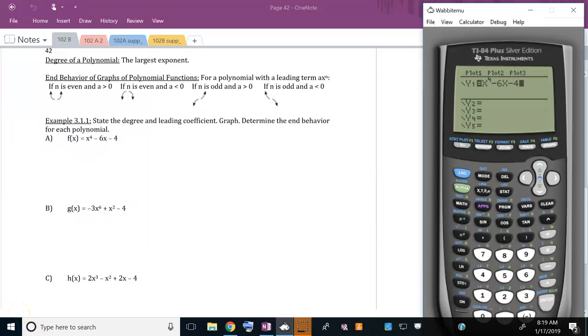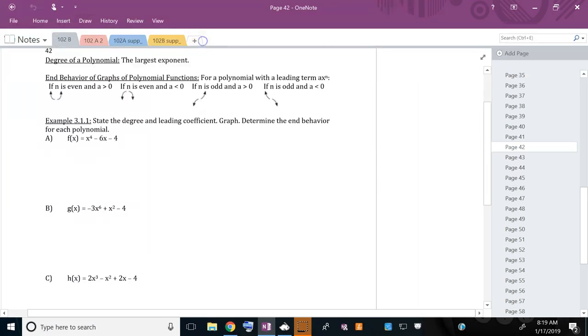Math 102, example 3.1.1, version B. So we've looked at linears and quadratics. Now let's look at polynomial functions. And to begin with, let's start with the degree of a polynomial. This is going to be very important to us, and that is simply the largest exponent.